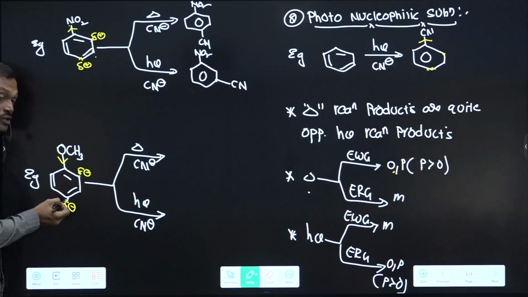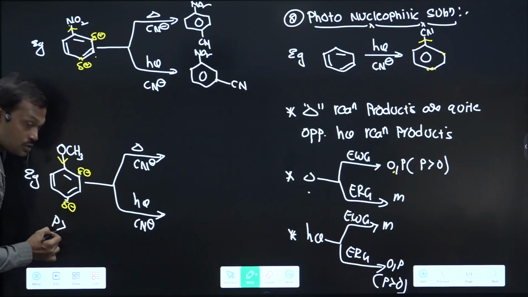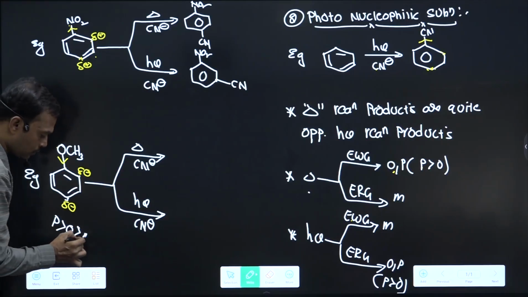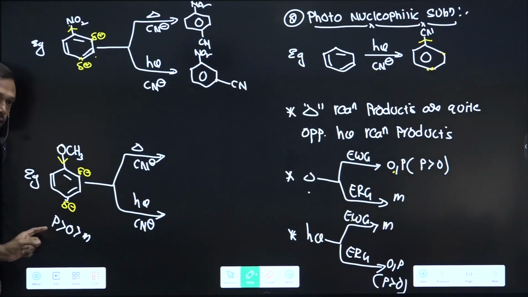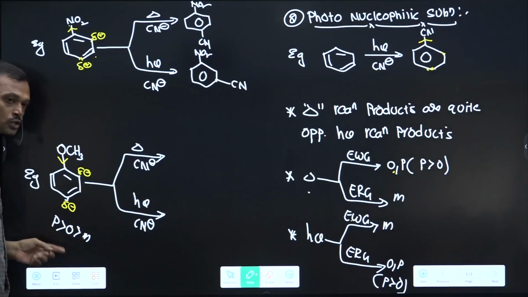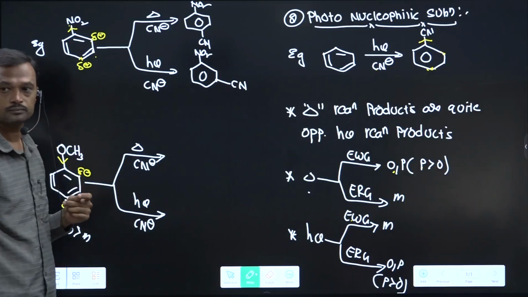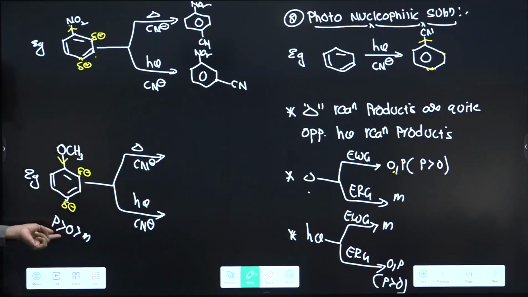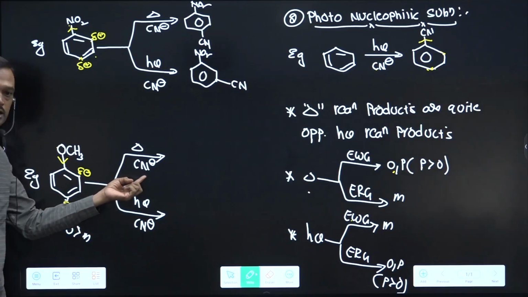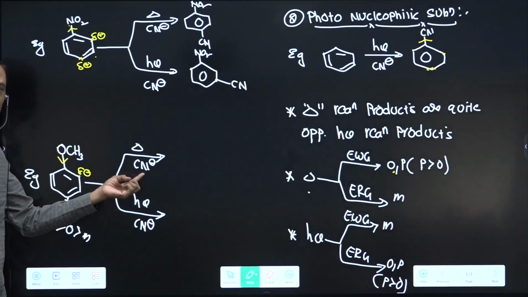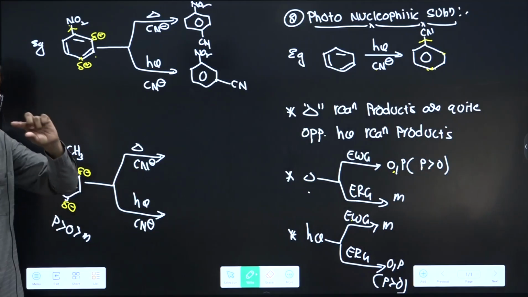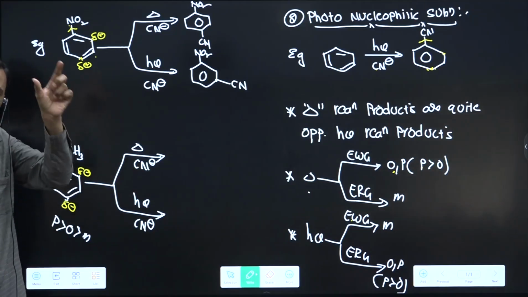Out of ortho and para, which will carry more electron density? Para carries more electron density as compared to ortho. Ortho carries more electron density as compared to meta. Right? So out of these three positions, where is electron density less? Meta. So what is coming? Nucleophile is coming or electrophile is coming? Nucleophile. Nucleophile attacks on that particular benzene carbon where electron density is less.